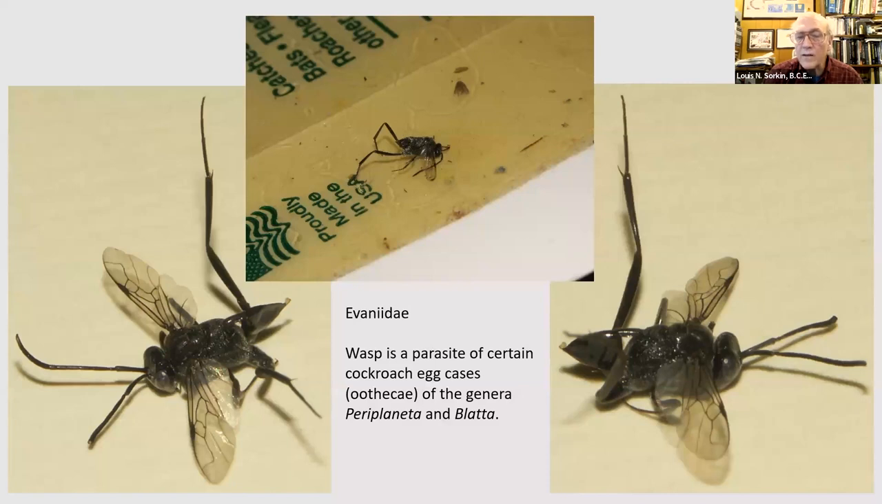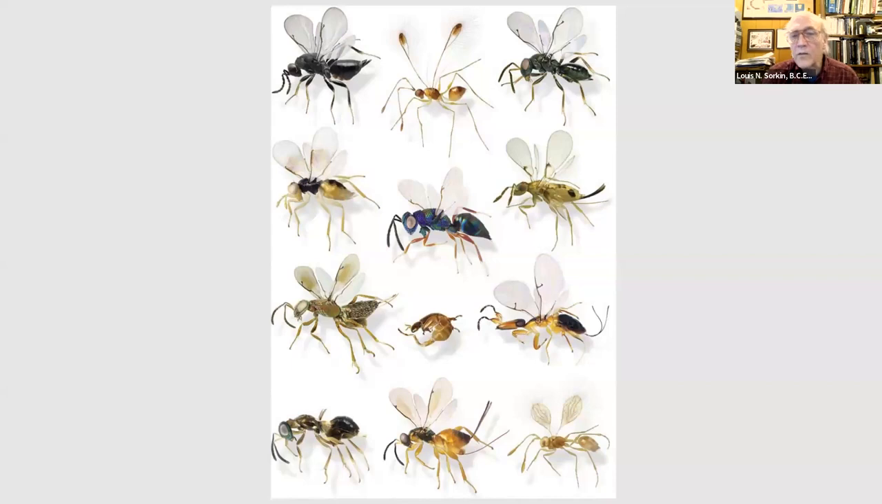Evaniid wasp. If you find these, you know you have a cockroach problem, because these are parasites of Periplaneta and Blatta egg cases. These are minute wasps. These can be less than a millimeter long.